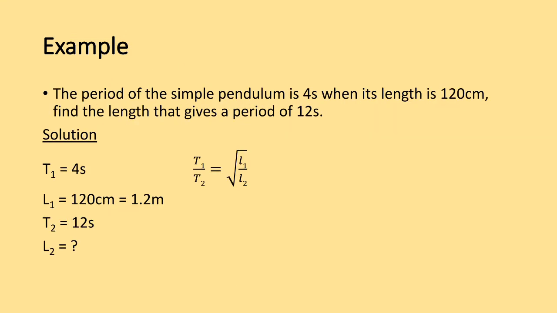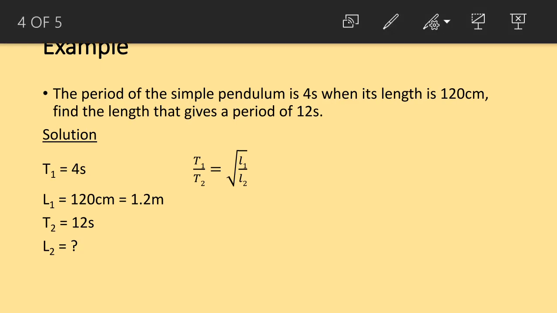Now, that leads us to another example. We are given that the period of a simple pendulum is 4 seconds when its length is 120 centimeter. Find the length that gives a period of 12 seconds. In this case, it has to do with the relationship: when the period is 4 seconds, the length was 120 centimeter, but now we are asked to find the length when the period is 12 seconds.